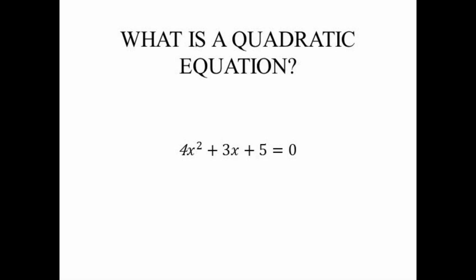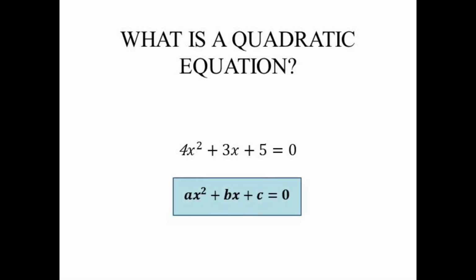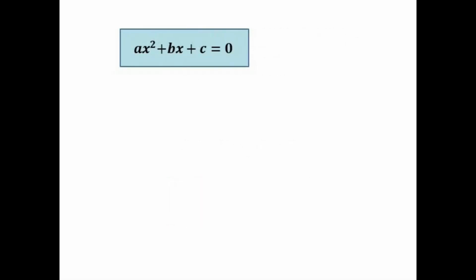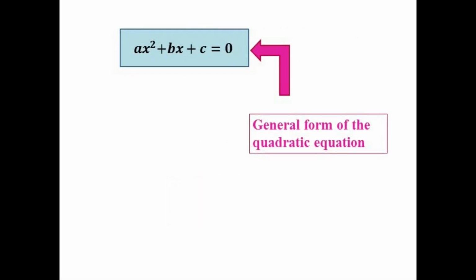Also we say that ax² + bx + c = 0 is the general form of a quadratic equation. Now, what are a, b and c here? Well, a, b and c are the coefficients, where a is the coefficient of x², b is the coefficient of x and c is the coefficient of x to the power 0.